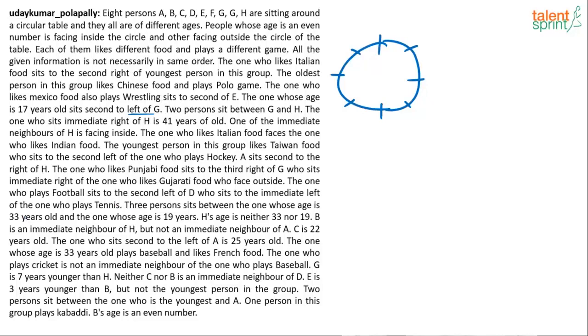3 persons between 33 and 19. H is neither 33 nor 19. B is an immediate neighbor of H, but not an immediate neighbor of A.